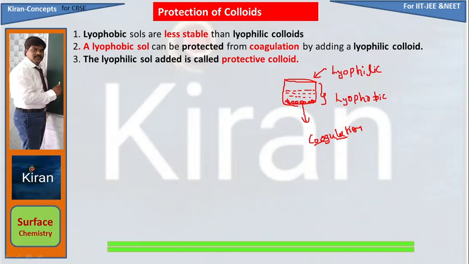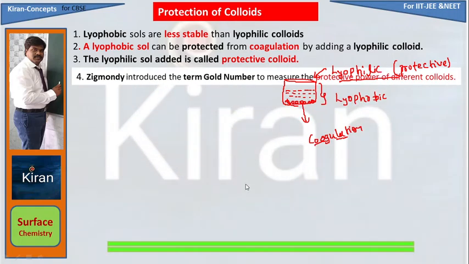The lyophilic sol added is called protective colloid. When you add lyophilic sol to the lyophobic sol, the colloidal particles will not come down. Such a solution is known as protective colloid, because the settling down is prevented by adding the lyophilic colloid. So to stabilize a lyophobic colloidal solution, you have to add a protective colloid, that is, a lyophilic one.